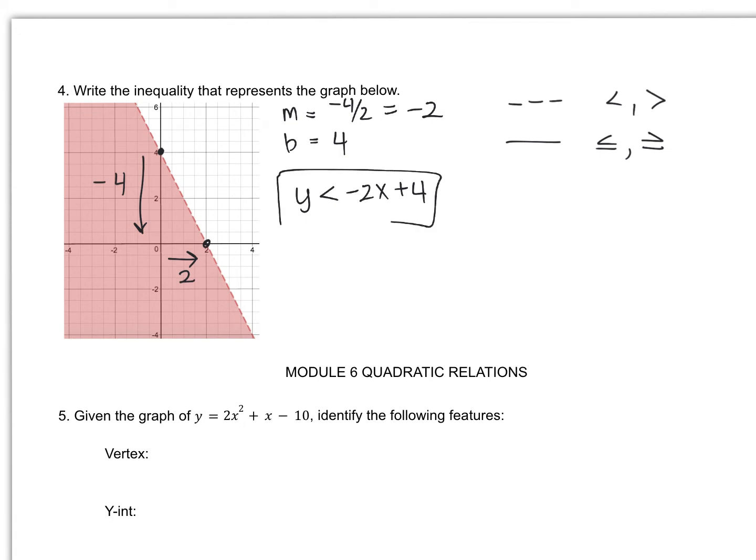And like always, you can use Desmos to verify. If I graphed this inequality in Desmos, it would match the graph that I'm given.